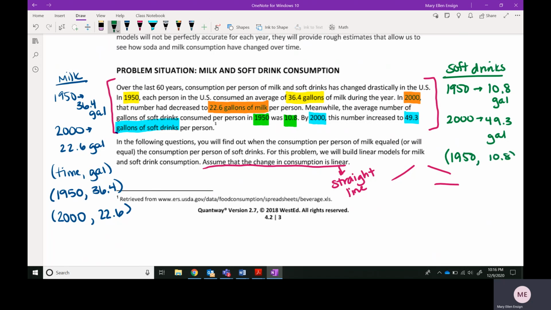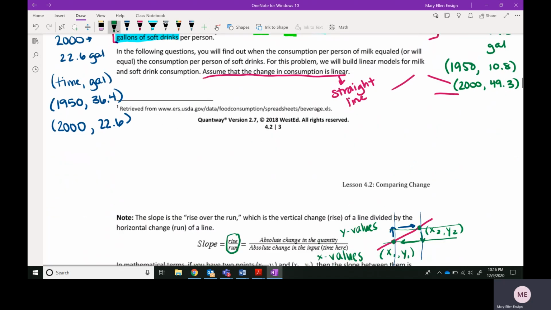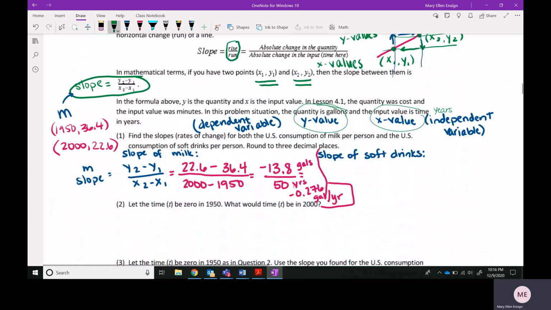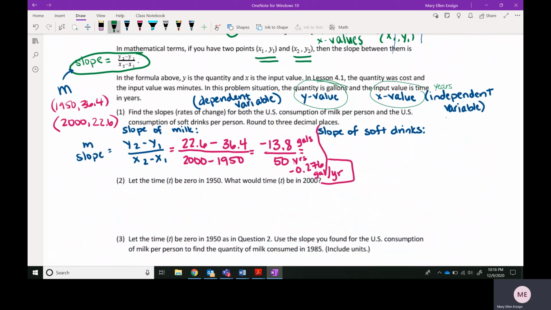1950, comma 10.8, and the other is going to be 2000, 49.3. Again, X, Y, time, gallons. So 10.8 and 49.3. Let me write them over here again so we have them: 10.8 and 49.3. Okay, so let's find the slope.